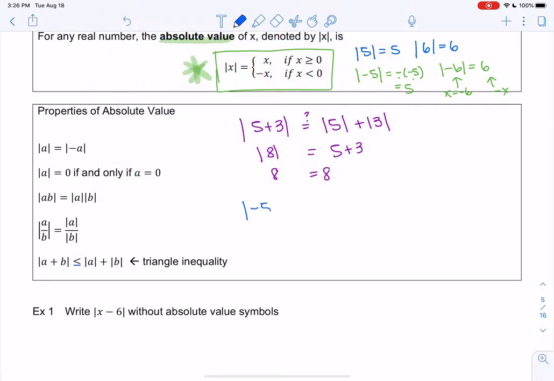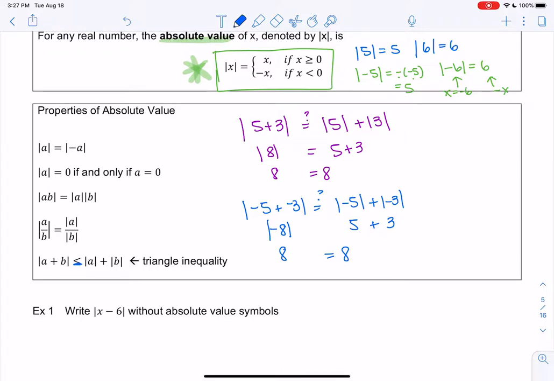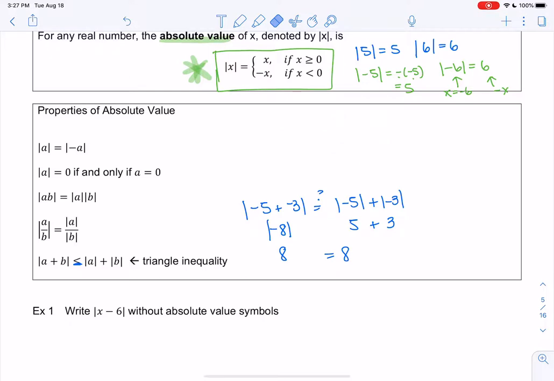Let's try negative. So negative 5 plus negative 3. Negative 5 plus negative 3 is negative 8, and the absolute value brings us back to positive 8. On the right side, we get 5, since the absolute value of negative 5 is 5, and the absolute value of negative 3 is 3. So we actually get the same number again. So they're equal. So it fits that equality case. It seems like maybe if the signs of the numbers are the same, we get the same value. So let's go ahead and check out what happens if the signs are different.